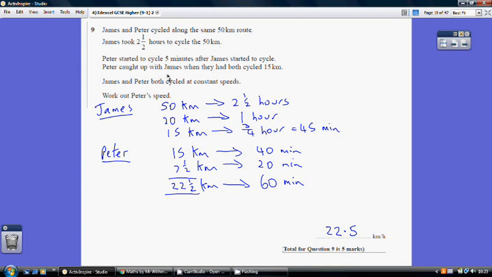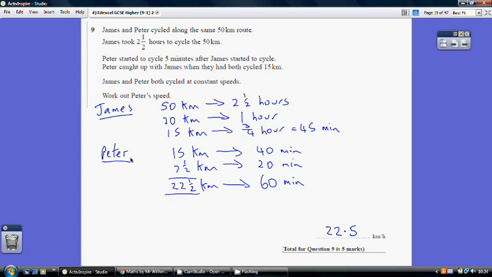Peter catches up with James when they've both cycled 15 kilometers, so I really want to know how long it took James to cycle 15 kilometers. So let's focus on that. I've started off by dividing by 2.5 to get back to how far he would go in 1 hour. So 20 kilometers would be in 1 hour. So 15 kilometers, which is 3/4 of 20, would take 3/4 of an hour, which is 45 minutes. So James takes 45 minutes to go the 15 kilometers to when Peter catches up with him.